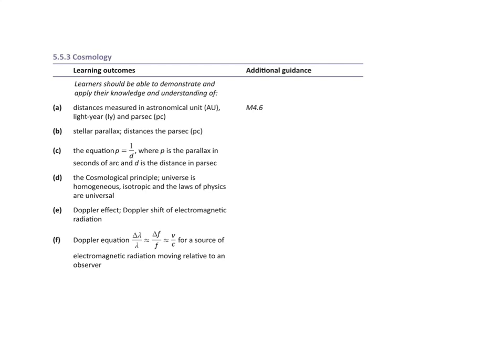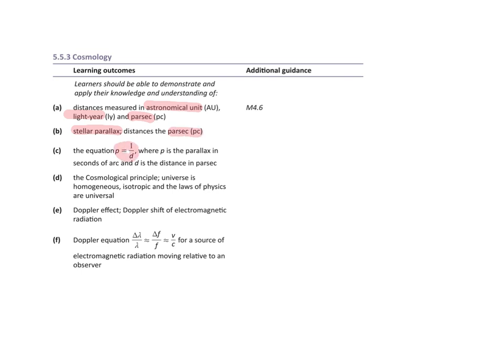Hi everyone, so today we're going to be looking at the first lesson of the cosmology chapter, chapter 20. We will look firstly at astronomical distances and the Doppler effect. So we'll be talking about the astronomical unit, light year, parsec, and what we mean by stellar parallax.